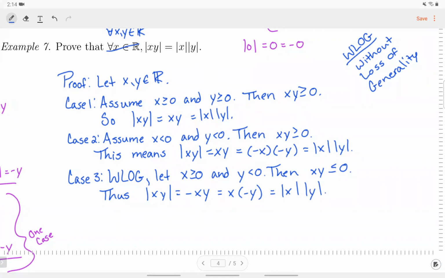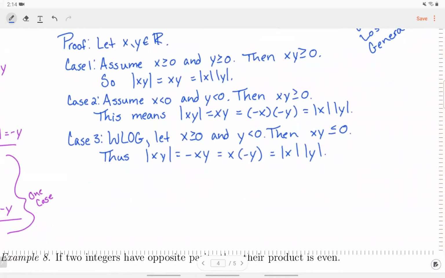Yes, absolutely. WLOG is a commonly accepted math phrase. Now, in a super formal math article in a journal, they probably write it out. For all the proofs you turn in for your classes, your teacher will know exactly what you mean, and that's commonly accepted. So we've shown all the possibilities. Therefore, in all cases, the absolute value of XY equals the absolute value of X times the absolute value of Y. Done.